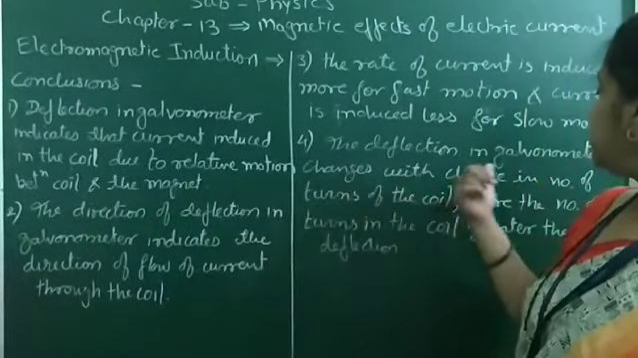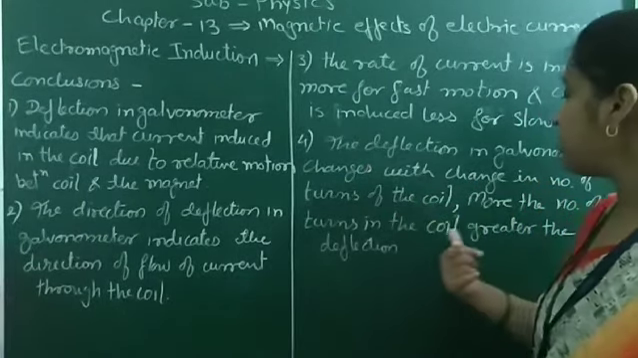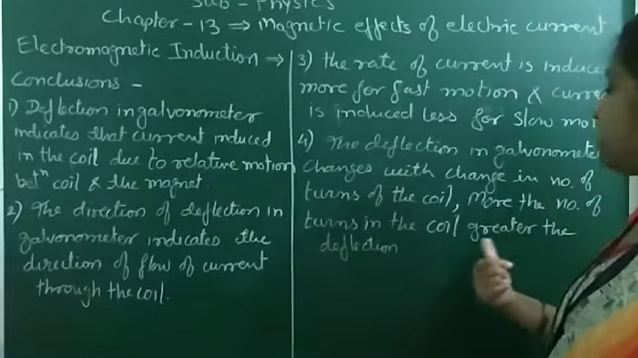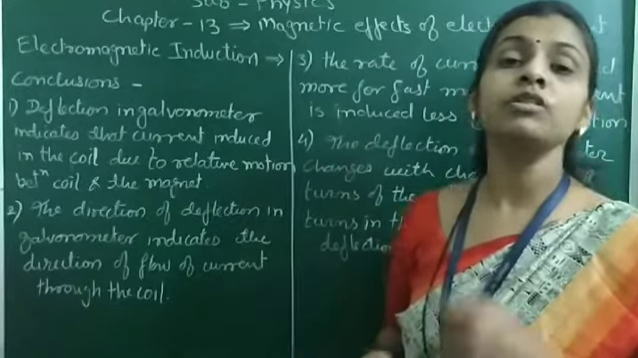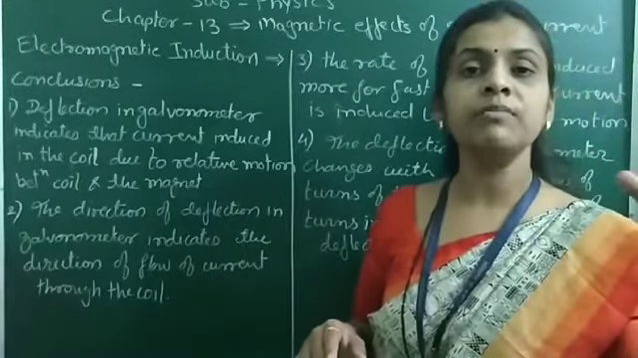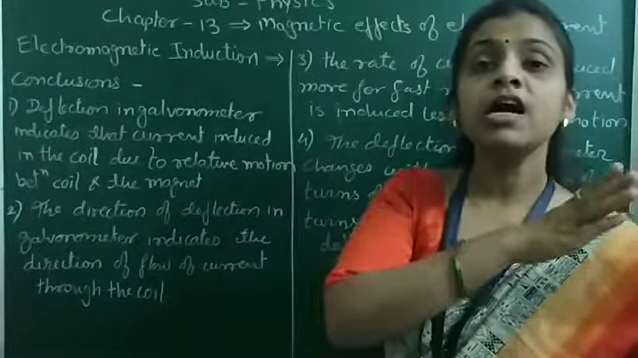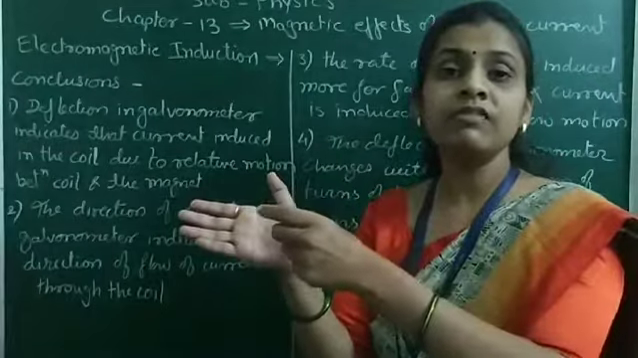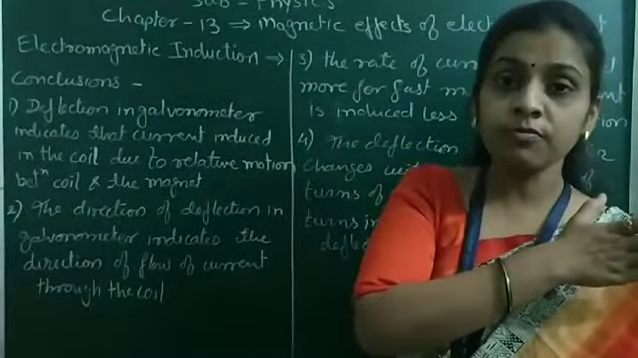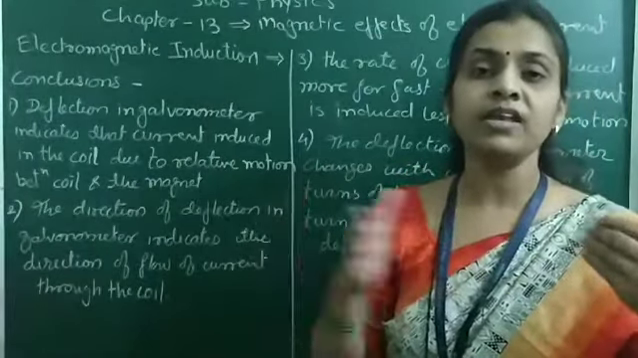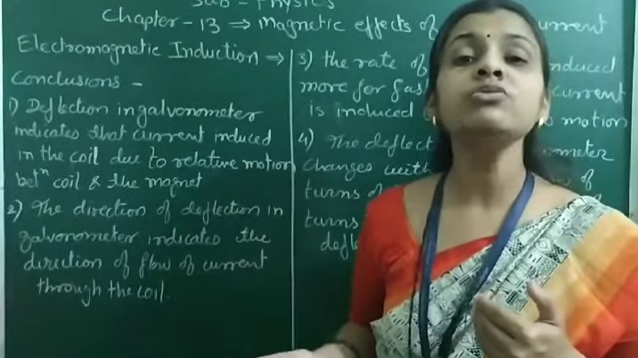And the last: deflection in the galvanometer changes with the number of turns of the coil. The more the number of turns in the coil, the greater the deflection. The deflection in the galvanometer depends upon the number of turns of the coil, because whenever the magnet moves into the coil, magnetic field lines also enter the coil, and whenever the magnet moves away from the coil, the magnetic field also moves away. Therefore there is a change in magnetic field, and due to that change, current is induced in the coil.